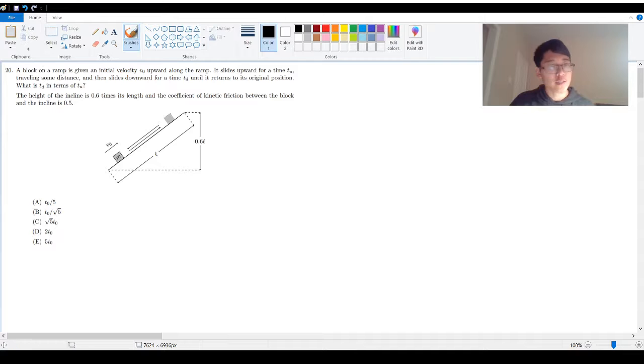The question reads: a block on a ramp is given an initial velocity v0 upward along the ramp. It slides upward for a time tu, traveling some distance, and then slides downward for a time td until it returns to its original position. What is td in terms of tu? The height of the incline is 0.6 times its length, and the coefficient of kinetic friction between the block and the incline is 0.5.